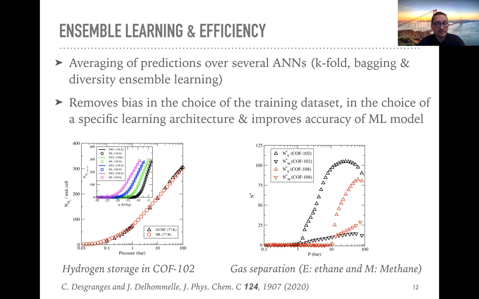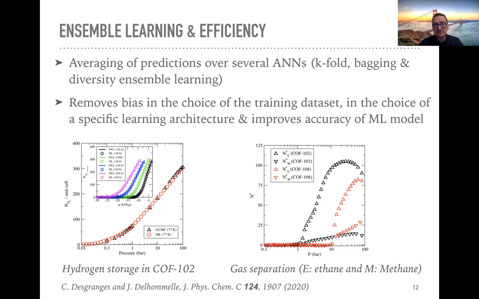Here are some results and a comparison with work that was done in other groups, for instance, on grand canonical Monte Carlo simulations. This is work done in Bill Goddard's group on the adsorption of hydrogen on covalent organic frameworks. That's the comparison between our ML model and the grand canonical Monte Carlo simulations. On the right-hand side is the selectivity towards the adsorption of ethane and methane, comparing the relative performance of COF 102 and COF 108. As you can see, there's a much bigger ratio of how much ethane is going to be adsorbed in covalent organic framework 102 with respect to methane than there is in COF 108.